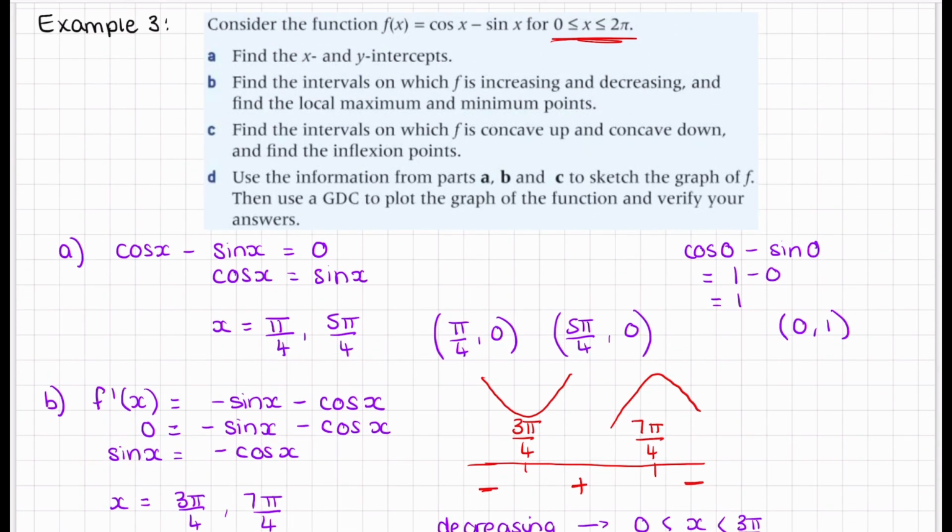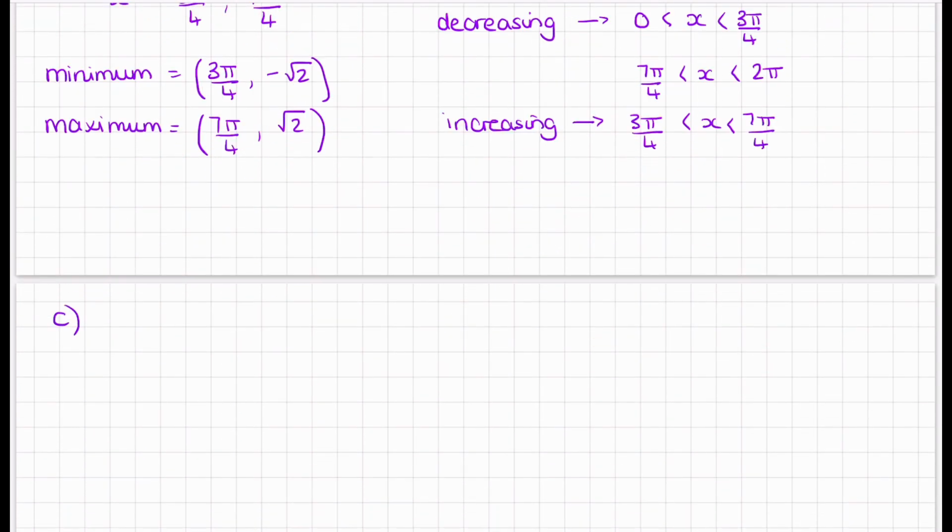Part C asks us to find the intervals on which f is concave up and concave down, find the inflection points, and indeed we're going to sketch the graph. So to find concave up and concave down, we need the second derivative. So if our first derivative was negative sine x minus cos x, that means our second derivative will be negative cos x plus sine x.